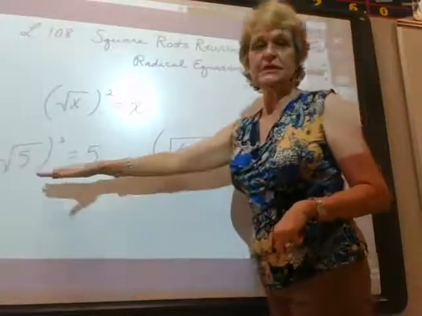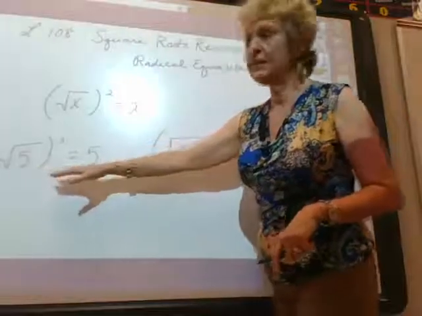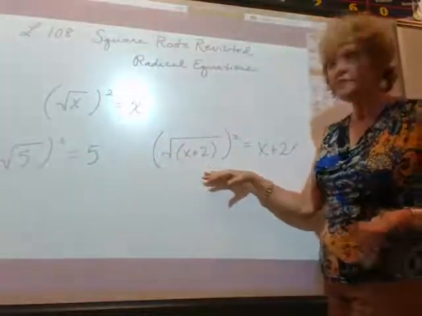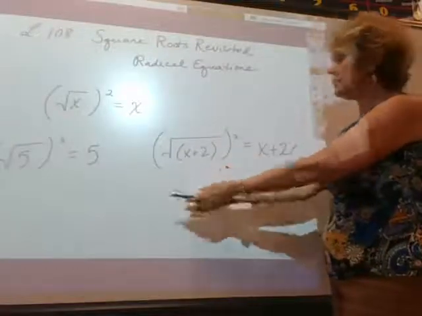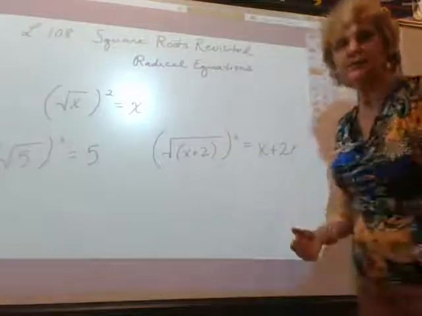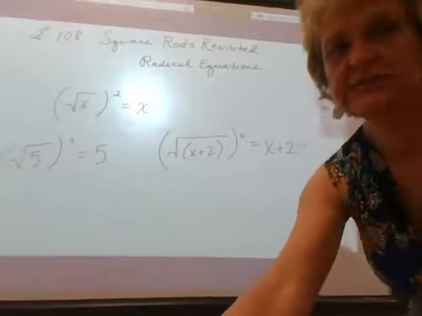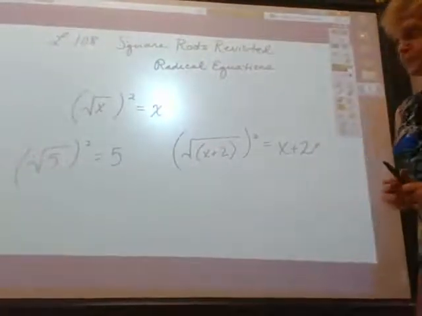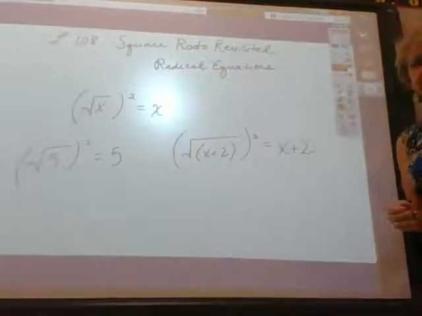And they have several examples. I have square root of 5 getting squared is 5. And the square root of a binomial, x plus 2, under the radical, the x plus 2 comes out, okay? Let me just adjust this just a little bit so you guys can see it. All right, so this is what we will be using to solve equations that have radicals.